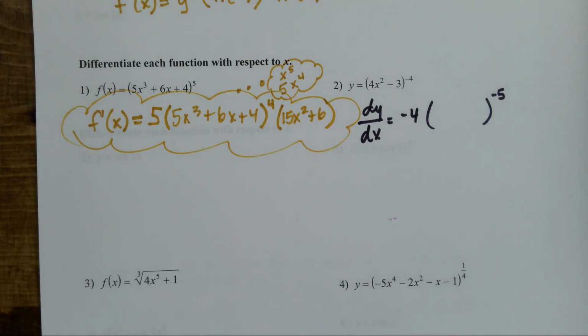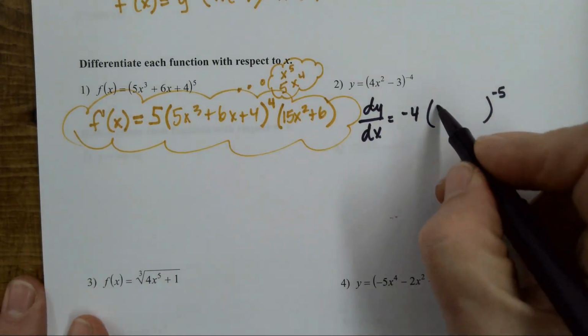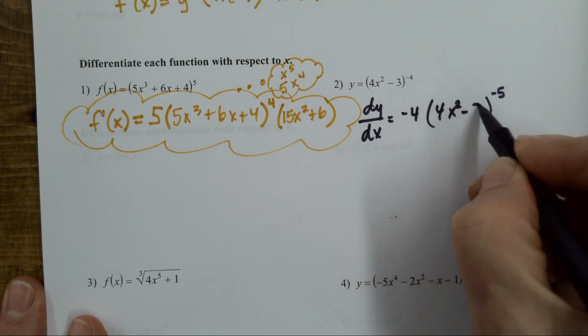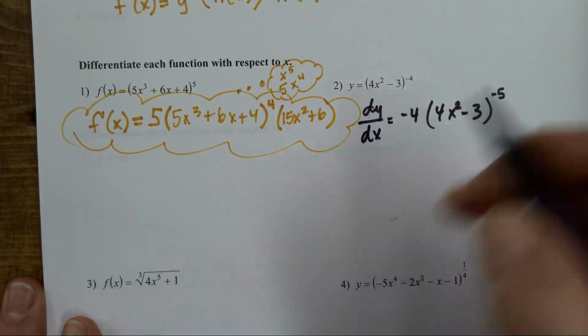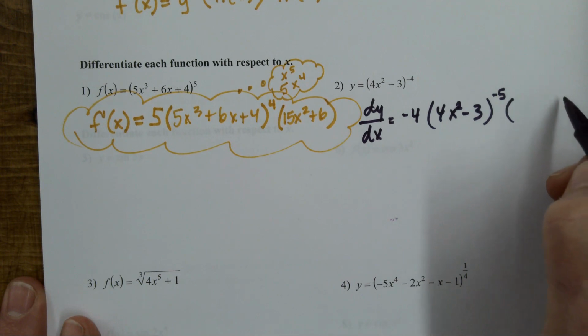Again, this power isn't on x, it's on this polynomial function, so I'm just going to write that on the inside. And now I'll address that polynomial function.